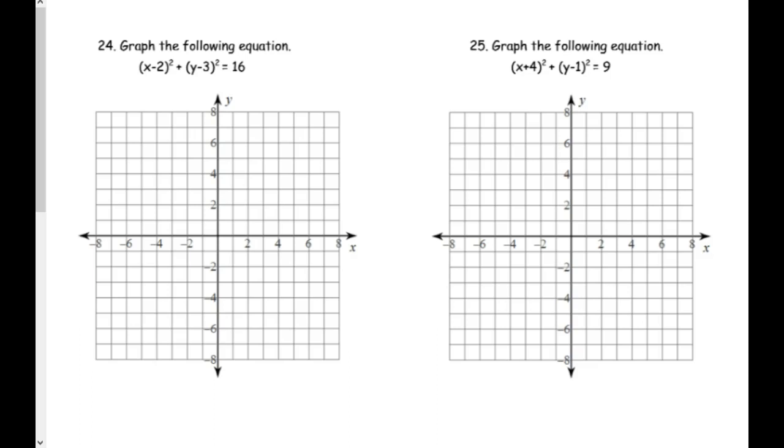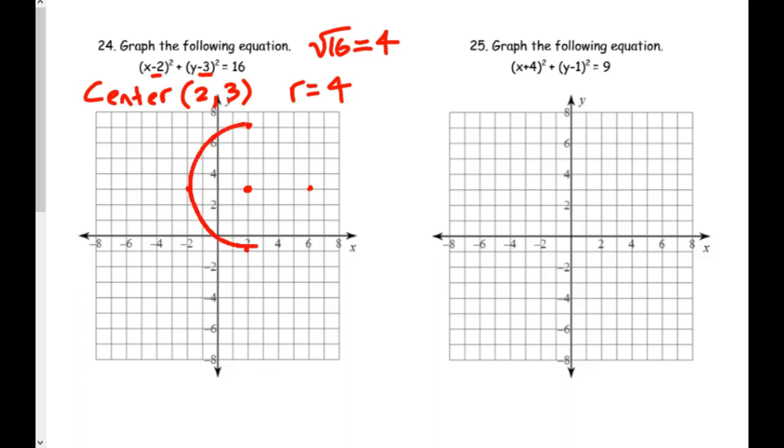Last one. Can you graph this stuff? I'm sure you can. So the center is the opposite of h and k, or the opposite of these, which are 2, 3. Both positive, because in the equation they're both negative. And what's the square root of 16? 4. Okay, so the radius equals 4. So at 2, 3, I put a point. I'm going to go 4 up, 4 to the right, 4 down, 4 to the left, and you can make a rough sketch of a circle, okay?